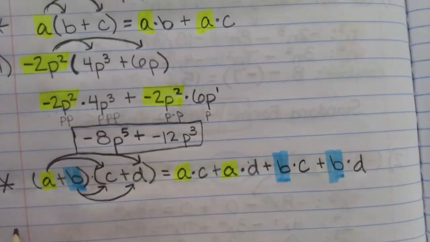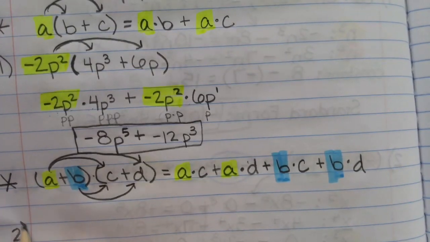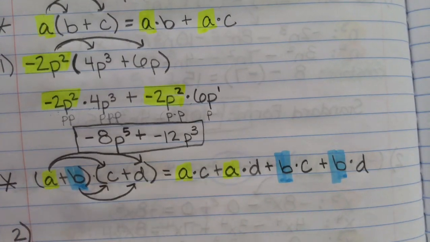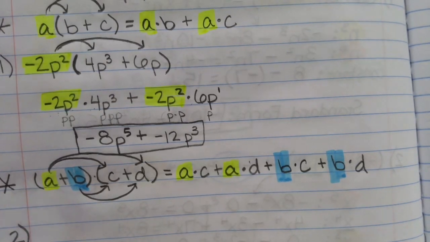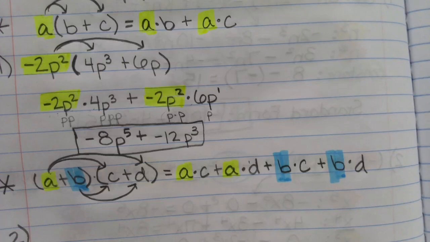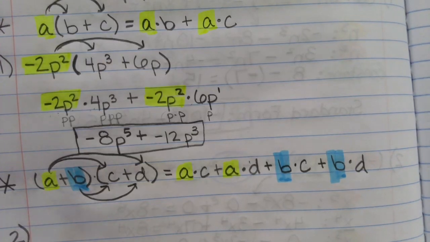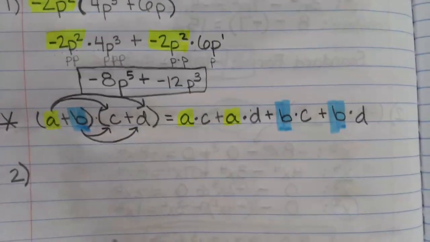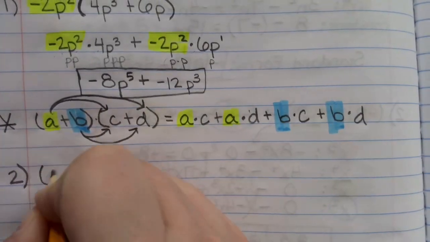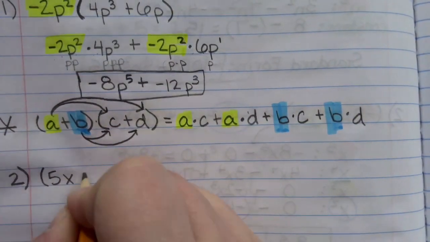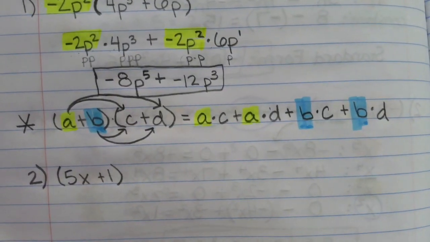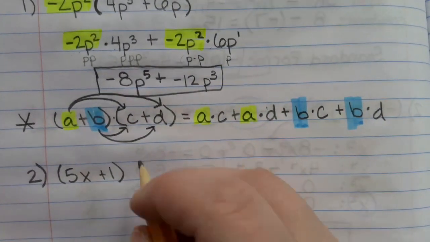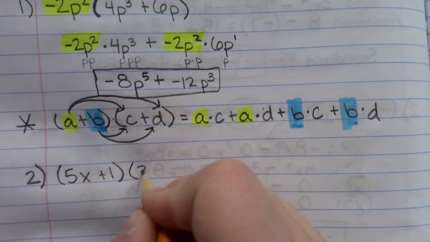Alright, so number 2, I'm going to kind of be spacing my work out here today because those arrows take up a lot of space. So we have 2 more examples. We have example 2 and example 3. Or man, example 2 here. We have 5x plus 1 times 3x plus 6.